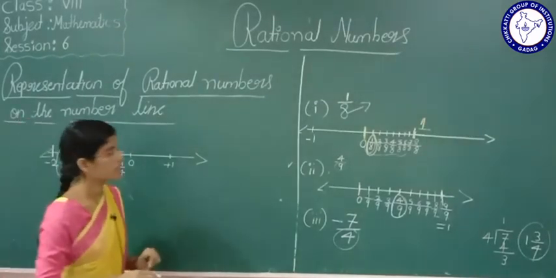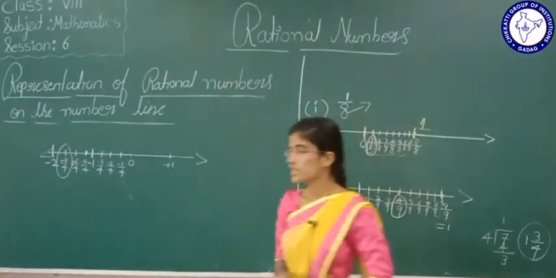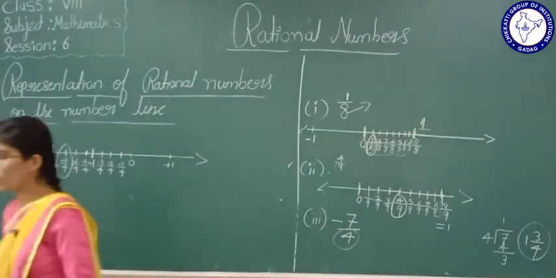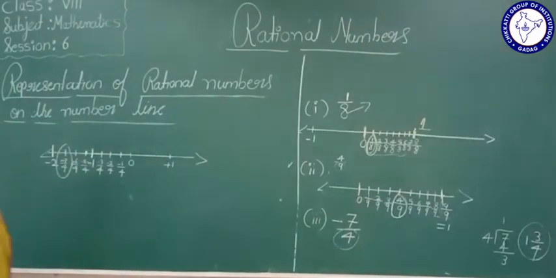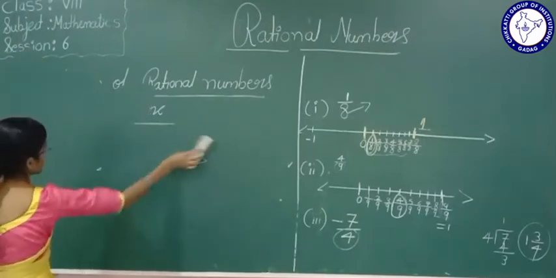Understood? This is so simple. Yes? This is about the representation of rational numbers on the number line. Now we will see the next concept.